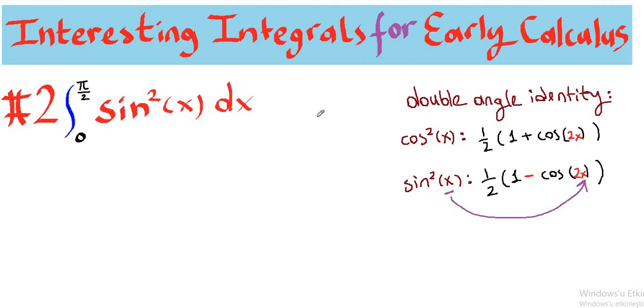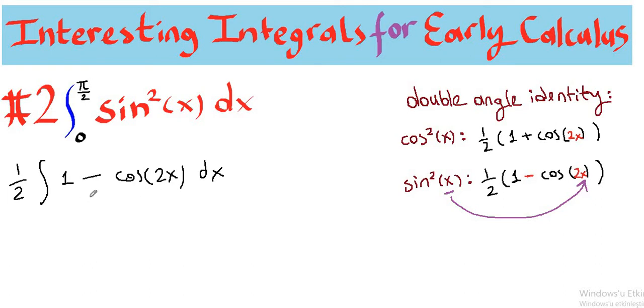For this integration, we need to know the double angle identity for sine squared of x. So sine squared of x is 1/2 times 1 minus cosine of 2x. Whatever the argument, the angle here is doubled. So we can substitute sine squared of x with 1/2 times 1 minus cosine of 2x, and pull 1/2 in front of the integral sign: 1 minus cosine of 2x dx.